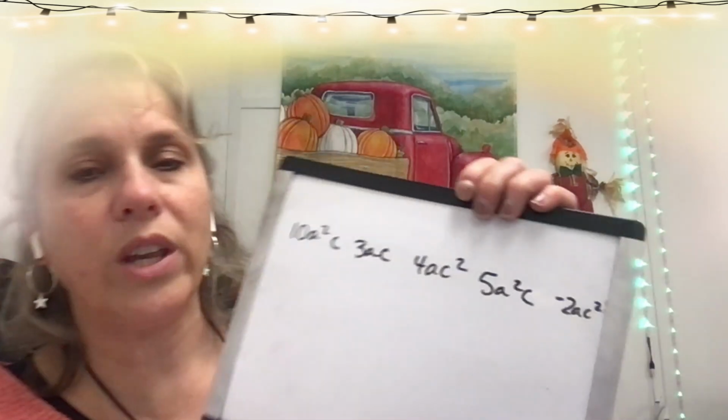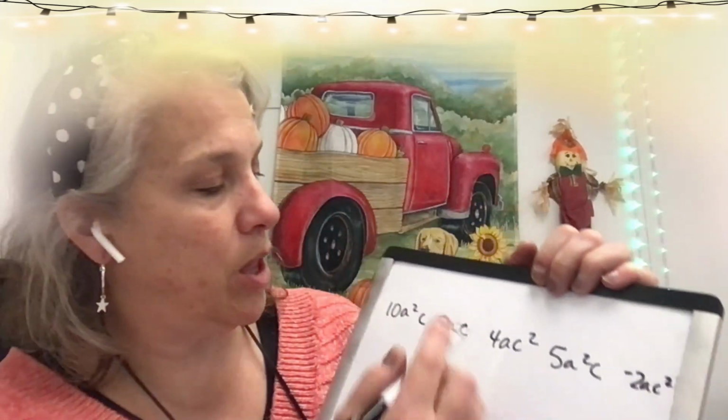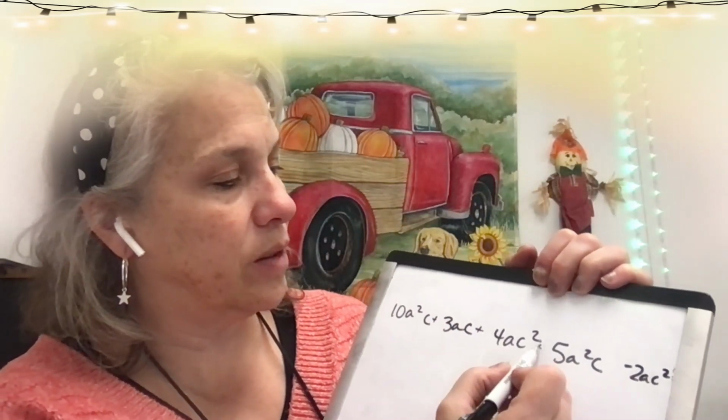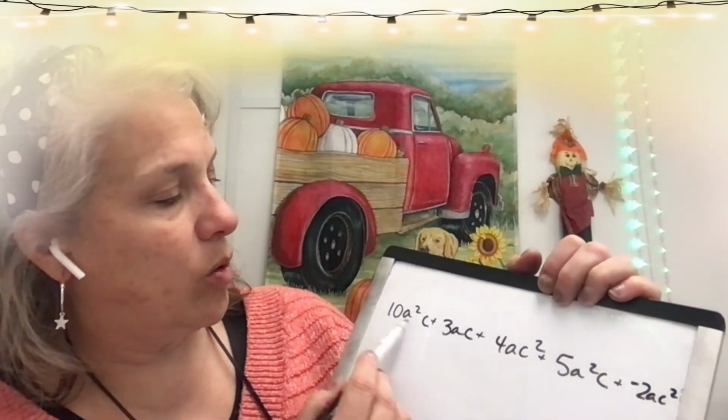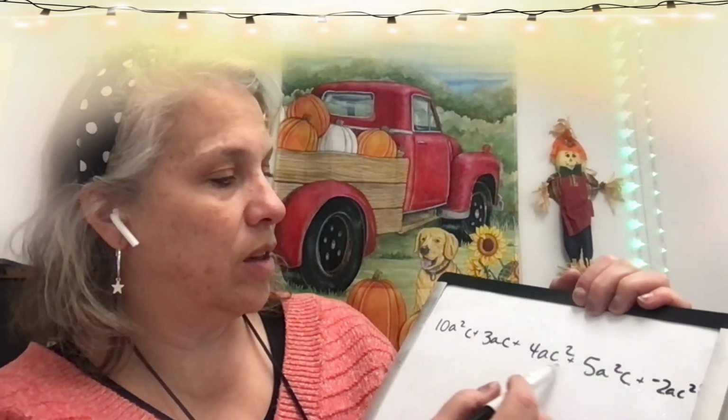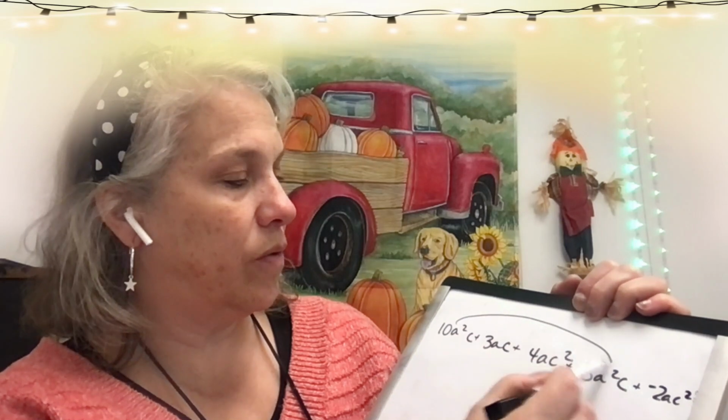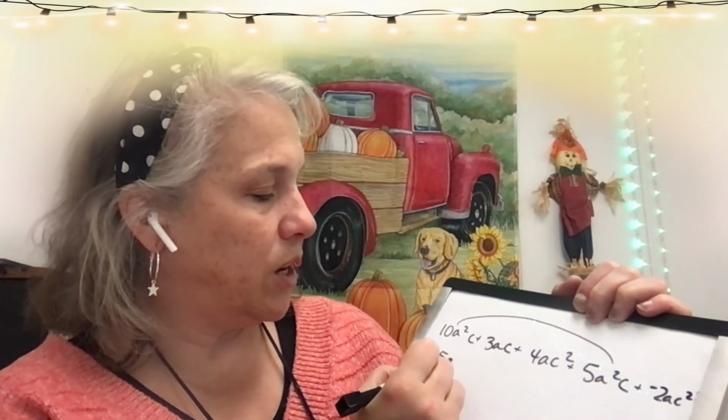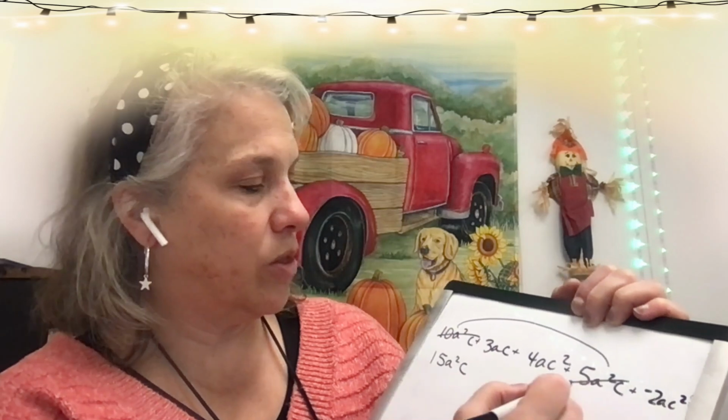You can only combine like terms. So we have 10a squared c, 3ac, 4ac squared, 5a squared c, and negative 2ac squared. Okay, so you can only combine the terms that are exactly the same. We are adding all of these, not multiplying. So let's see, a squared c. Is there any other a squared c? Here's a 10 and 5. So 15a squared c.